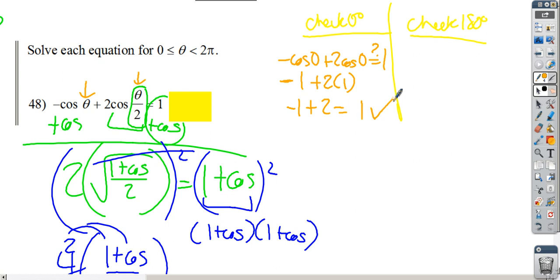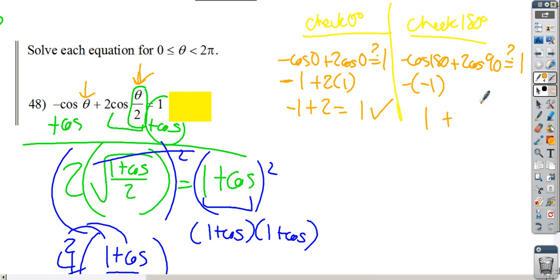Let's try 180. So we'll plug in negative cosine 180 plus 2 cosine 180 over 2, because remember we're plugging into theta over 2. 180 over 2 is 90, and the question is, does that equal 1? So cosine of 180 is negative 1, so that's negative negative 1, which is 1. Cosine of 90 is 0.